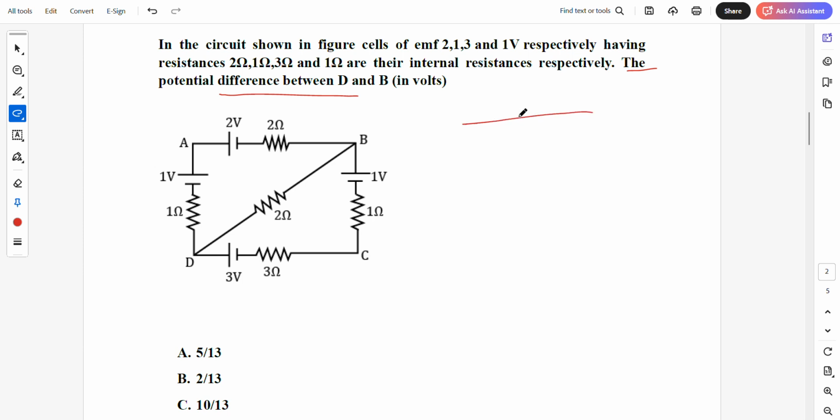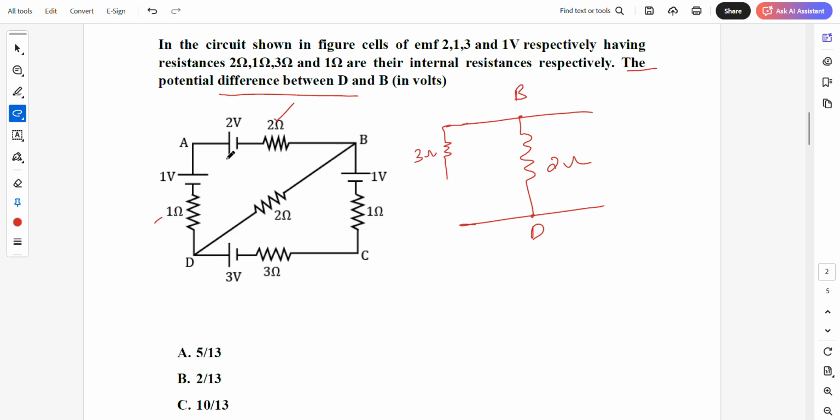I will call this B. Between B and D, what is connected? A resistor is connected like this. What is this? 2 ohm. Between B and D, all these three branches are in parallel, so I can connect directly like this. 2 plus 1, they are in series. 2 plus 1 is 3 ohm.